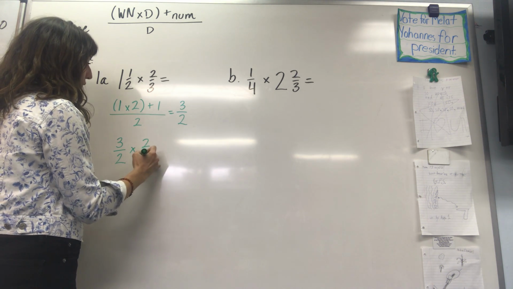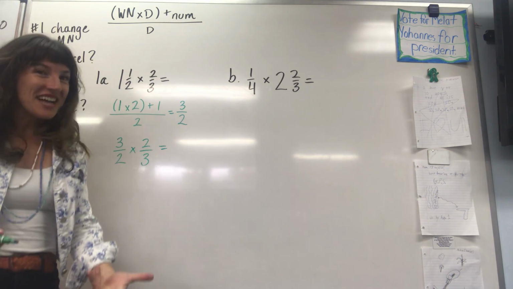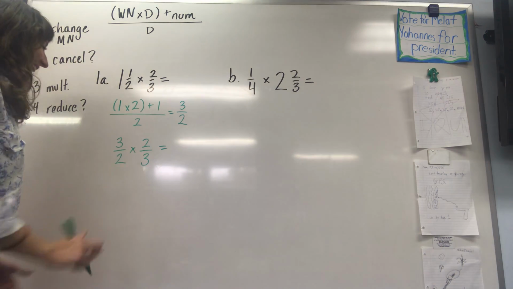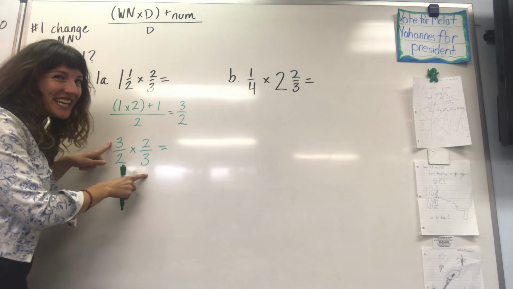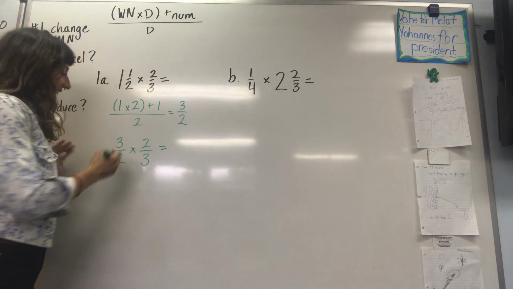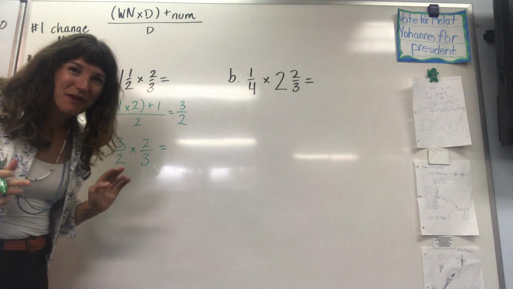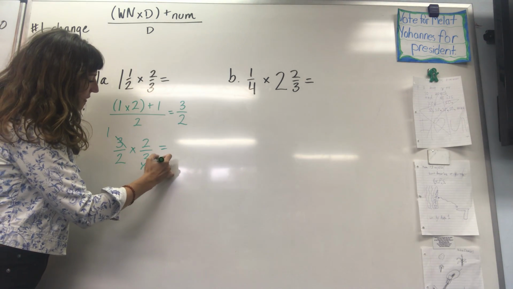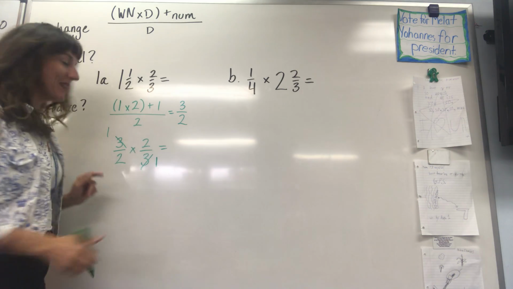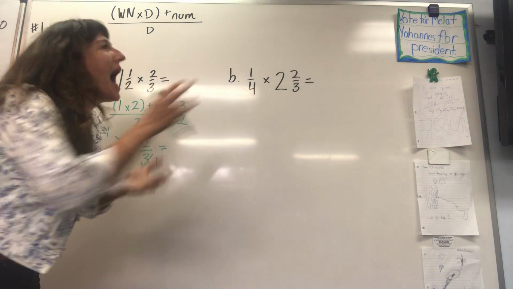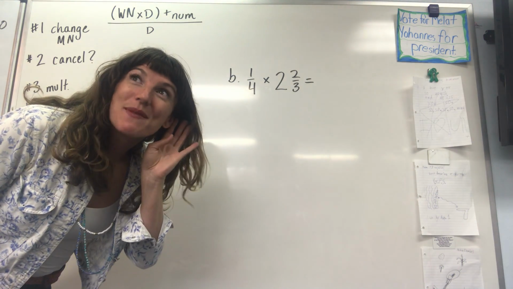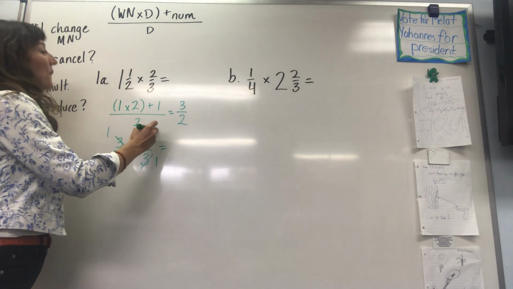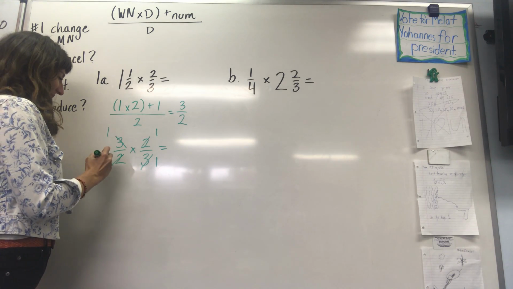2 over 3. Oh my gosh, check this out. Can we cancel? I think we can. 3 and 3 are very related. You can cancel that out. 3 divided by 3 is 1. And cancel this out. 3 divided by 3 is 1. And can we cancel these? 2 and 2? I think we can. 2 divided by 2 is 1. And 2 divided by 2 is 1.